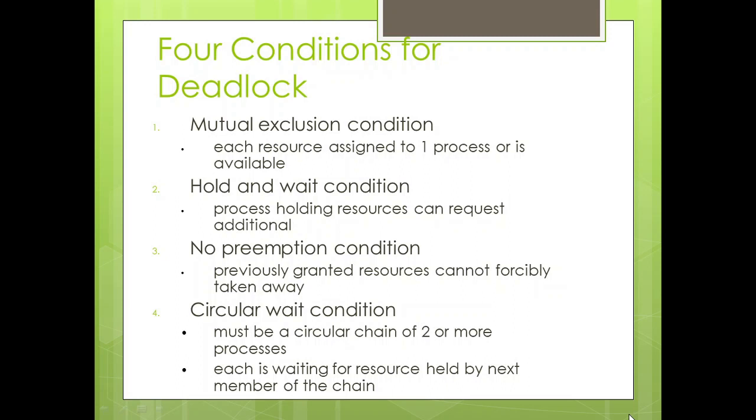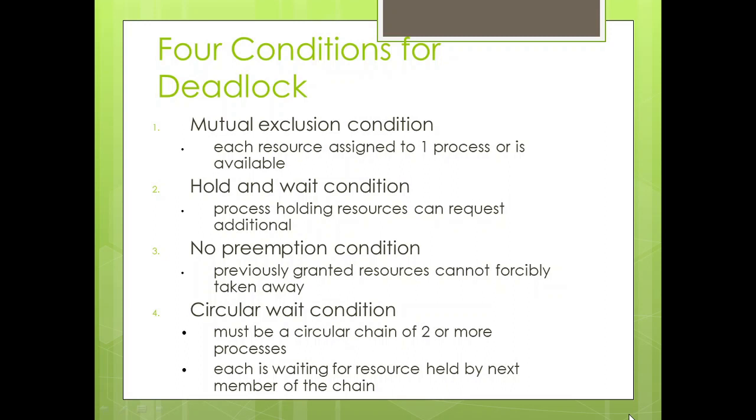There are 4 conditions for deadlock. The first condition is the mutual exclusion condition. In the mutual exclusion condition, each resource is either free or assigned to exactly one process. Next is the hold and wait condition. A process may hold an allocated resource while waiting for the allocation of other resources. That is about the hold and wait condition.